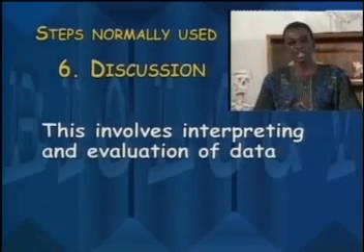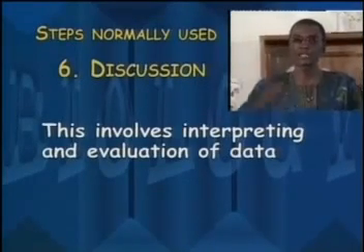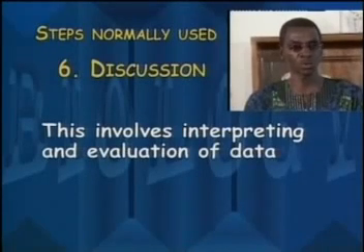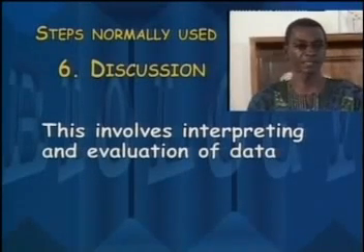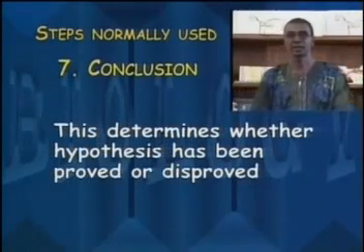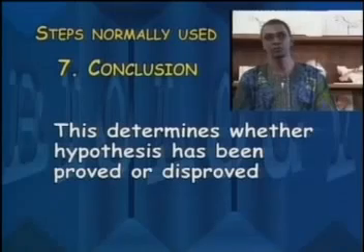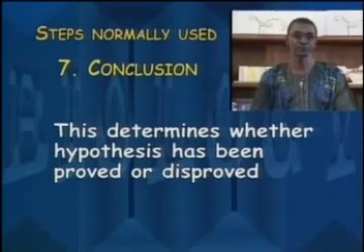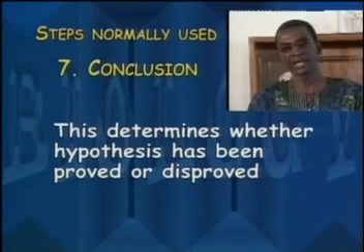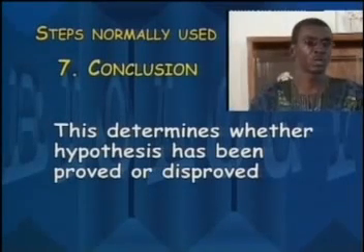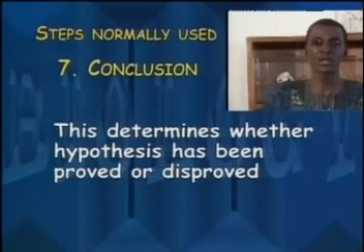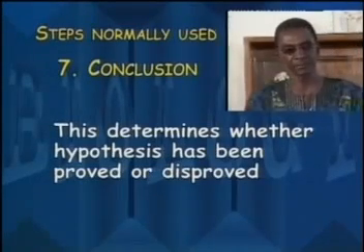After giving your discussion, sorting out the ones that apply to the experimental values, you give a conclusion, being the last step. This determines whether the hypothesis has been proved or disproved. So the conclusion will be based on the experiment, and the discussion will give you a conclusion for your whole experiment. That is what we refer to as the scientific method.